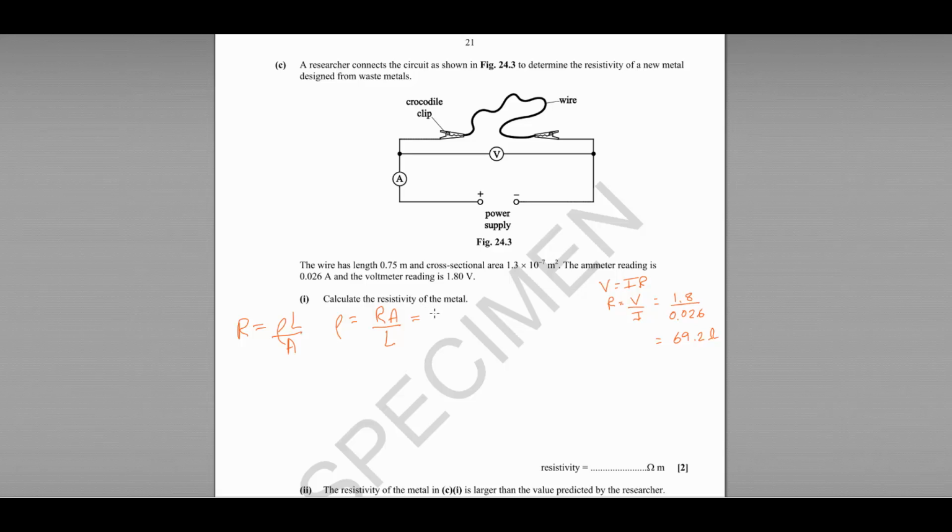So we can feed that into our calculation here. 69.2. They've rather kindly given us the area rather than expecting us to calculate the area from a diameter. 1.3 times 10 to the power of minus 7 square meters. And the length of the wire is 0.75 meters. Now this gives us a resistivity of 1.20 times 10 to the minus 5 ohm meters.